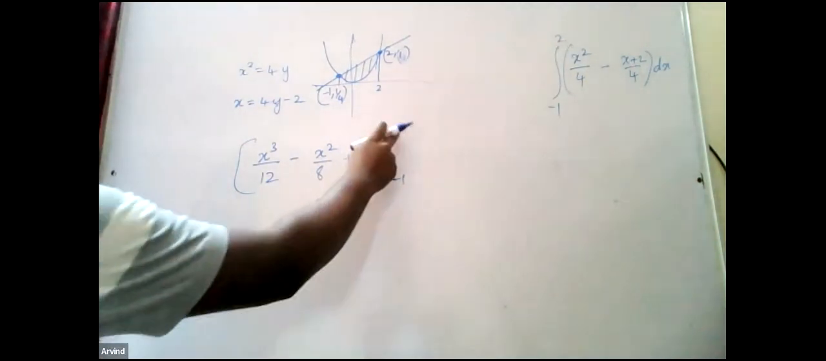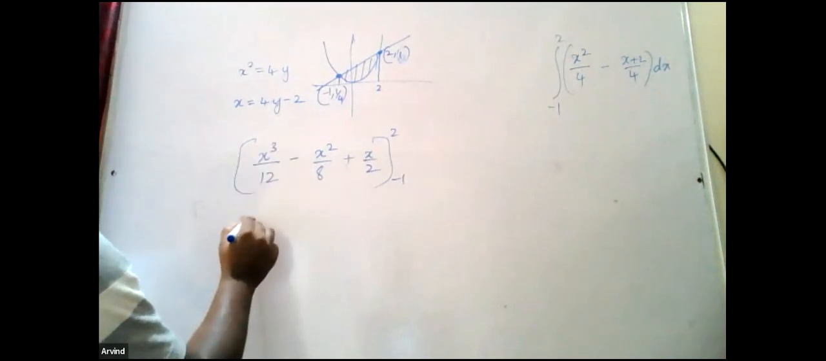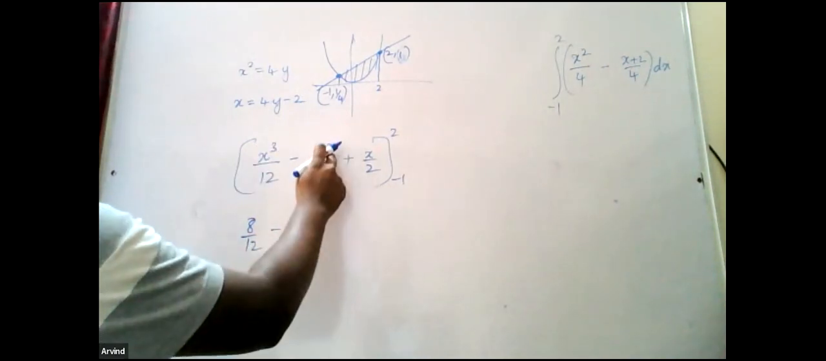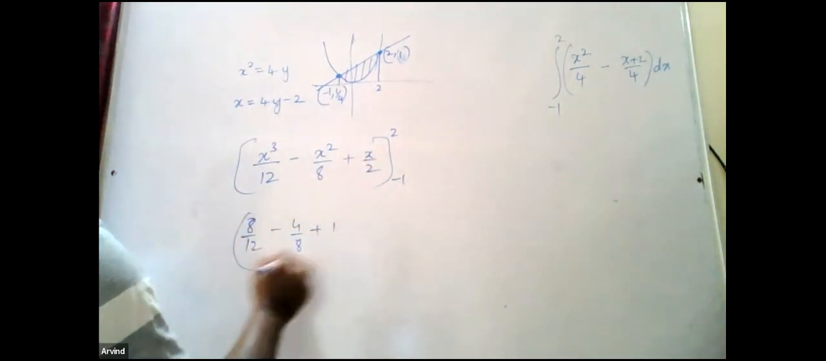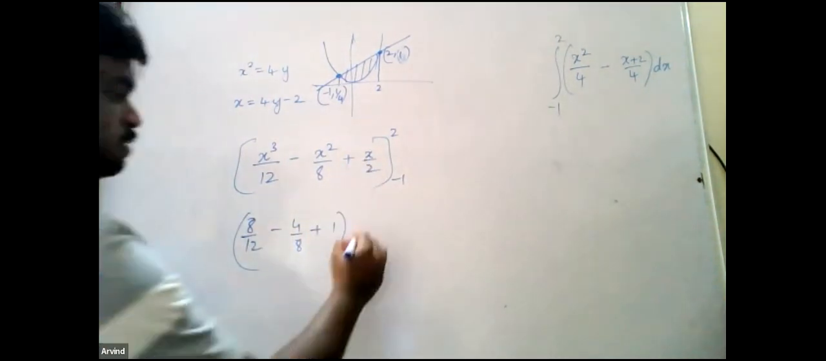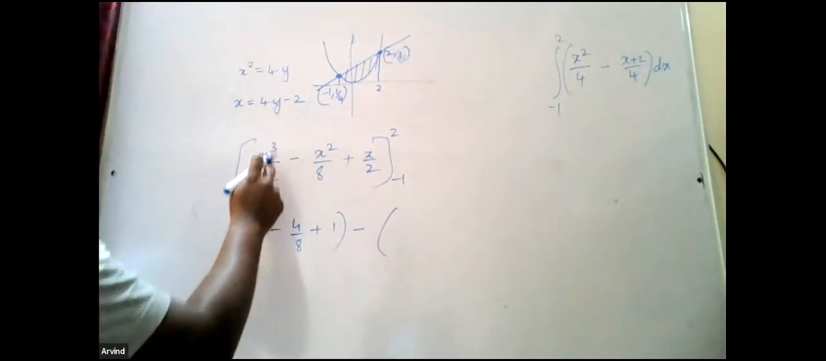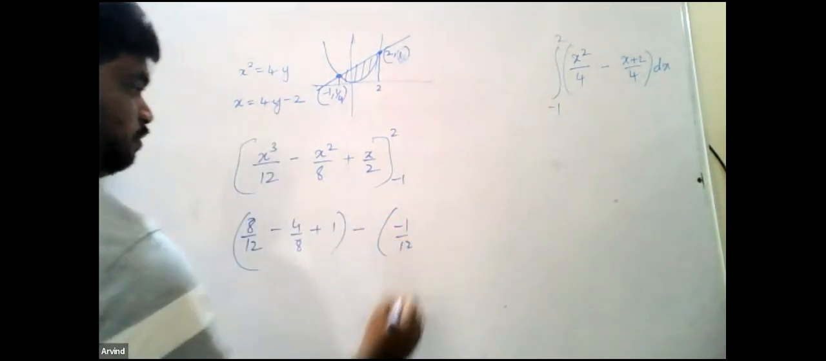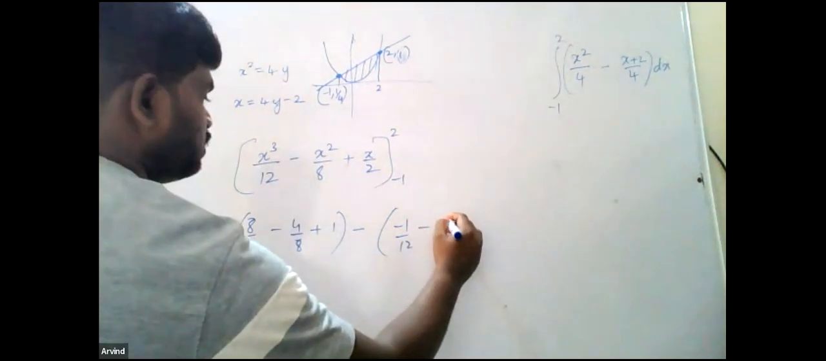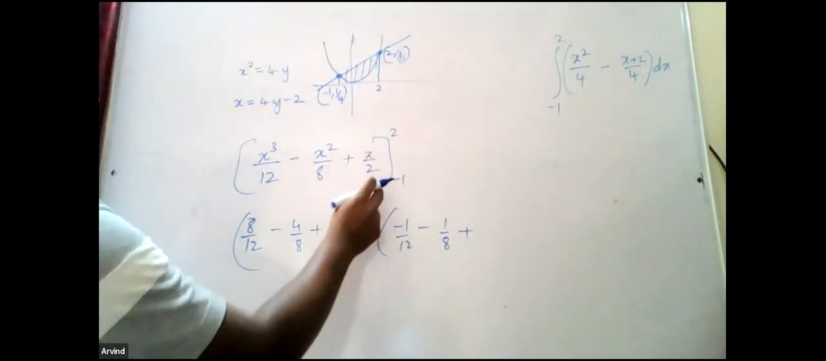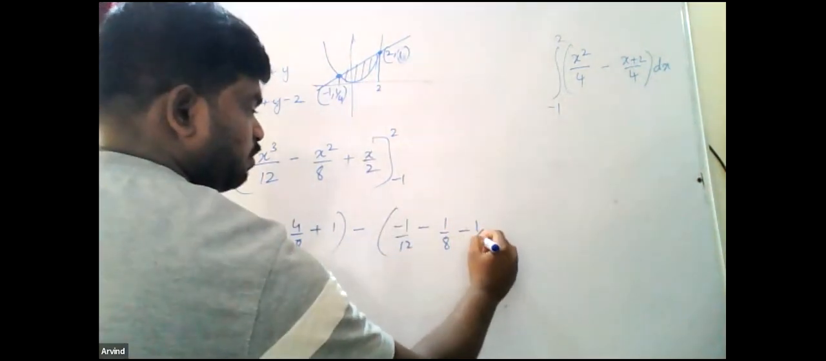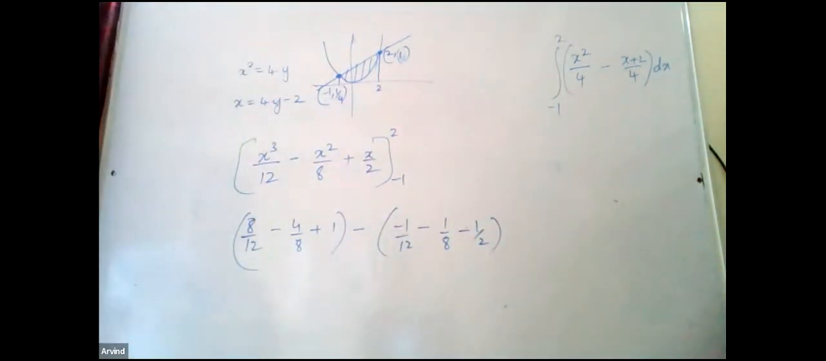Okay, first we'll put the upper limit. 2 cube is 8, 8 by 12 minus 2 square is 4, 4 by 8 plus 2 by 2 is 1. This is the upper limit. Now let's put minus lower limit. Minus 1 cube by 12 is minus 1 by 12, minus 1 by 8, plus minus 1 by 2. Plus into minus is minus 1 by 2. So simplify this. Take LCM and simplify it. You will get the answer.